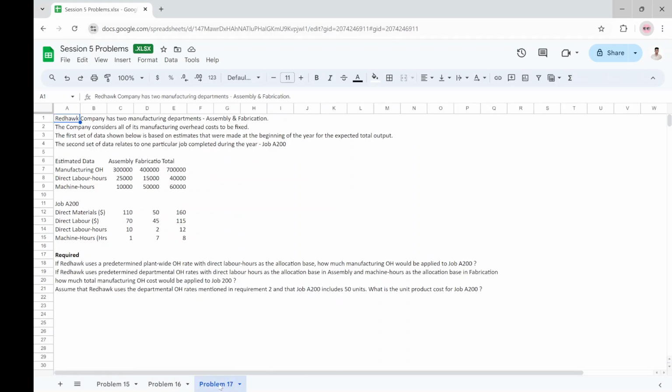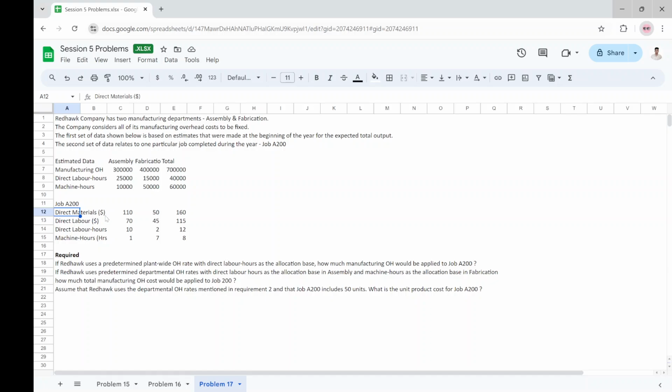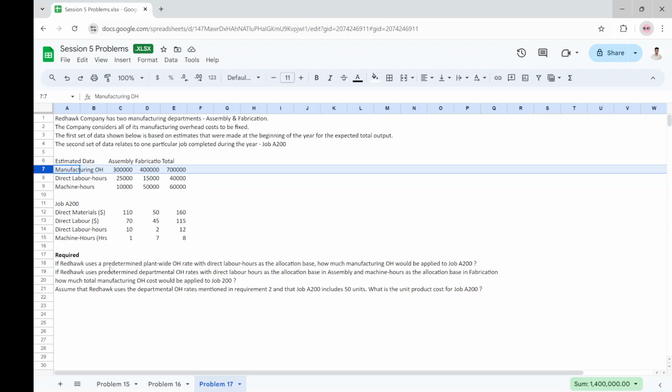Now problem 17, about a company's manufacturing. Same, but different. So predetermined, it's pretty much the same. You just have to calculate how much manufacturing overhead applies, depending on direct labor or machine hours for this job. Material is given, labor is given, only the manufacturing overhead we have to calculate. If the company uses a predetermined plant-wide overhead rate with direct labor hours as the allocation base, how much manufacturing overhead would be applied to job A200?